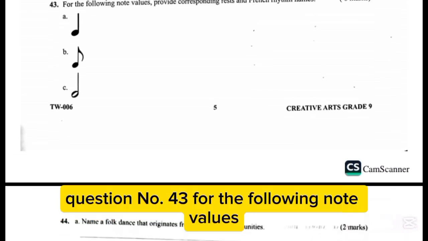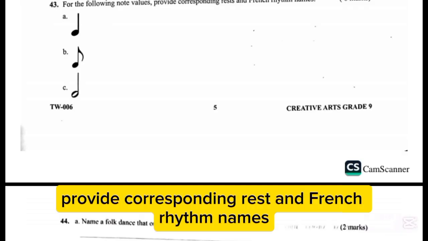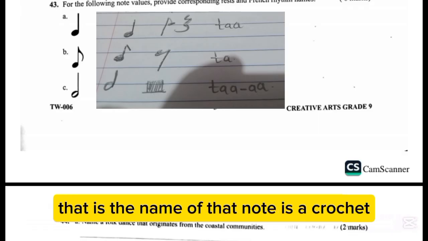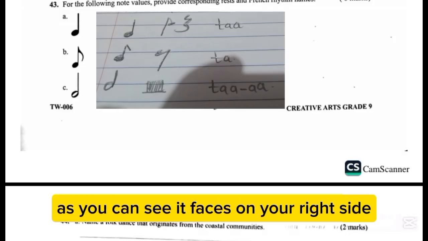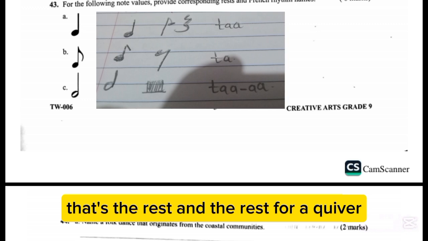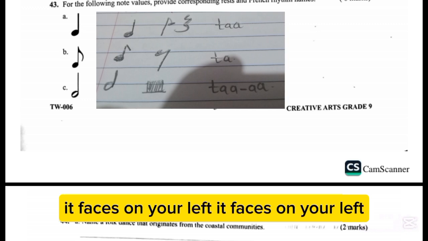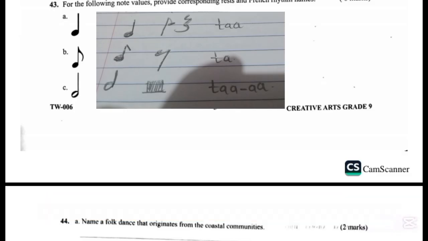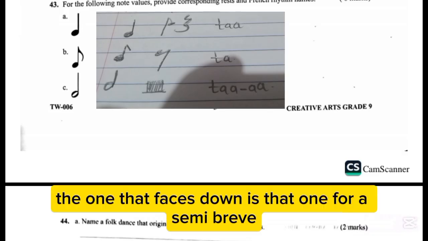Question number 43. For the following note values, provide corresponding rest and French rhythm names. There we have 6 marks. So part A, the name of that note is a crotchet. So the symbol of a crotchet, as you can see, it faces on your right side. That's the rest, taking the shape of letter 3. And the rest for a quaver, it faces on your left. Then the rest for a minim, it faces up. The one that faces down is that one for a semibreve.